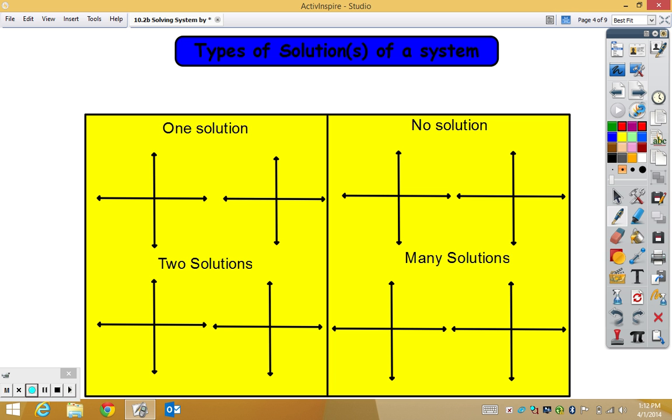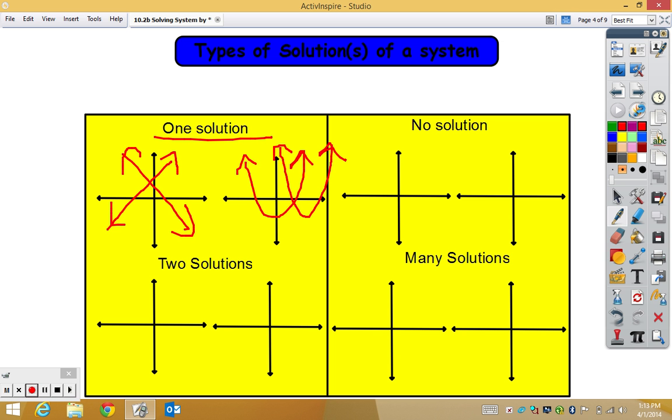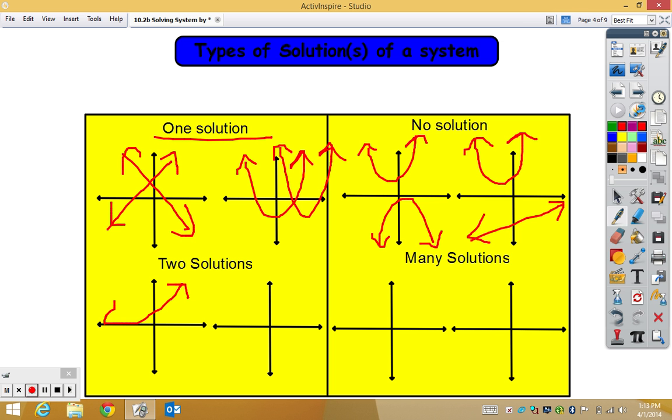To remember, there's types of solutions to our systems. We can have one solution where the two functions only intersect once. So I have 2 linears, or I may have 2 parabolas only intersect once. Could have no solution. Could have a situation like this where you have 2 parabolas that never intersect. We could have a situation we have a linear and parabola. We can have 2 solutions. For example, I can have exponential and maybe a parabola. So we have 2 solutions. Or I may have 2 parabolas, like so.